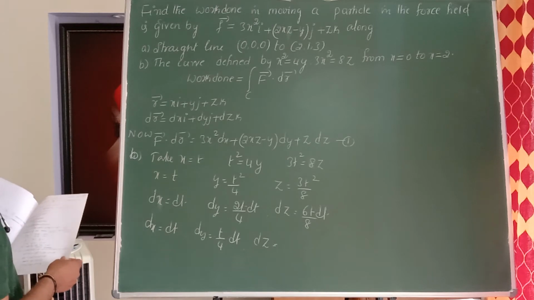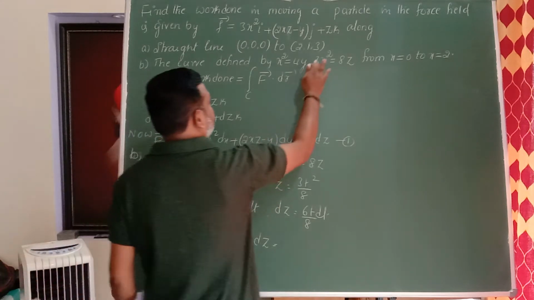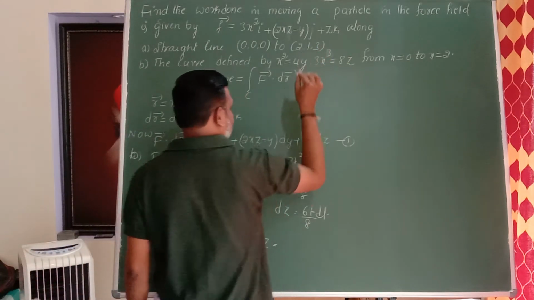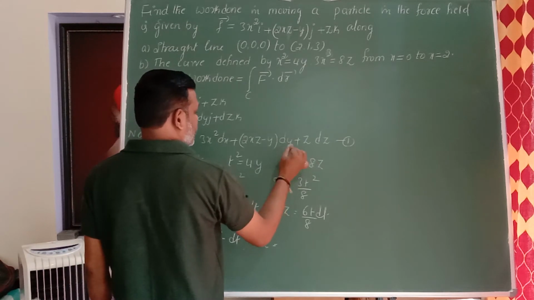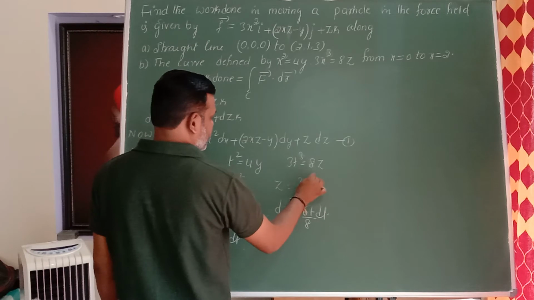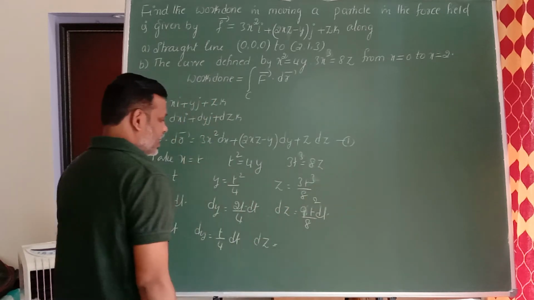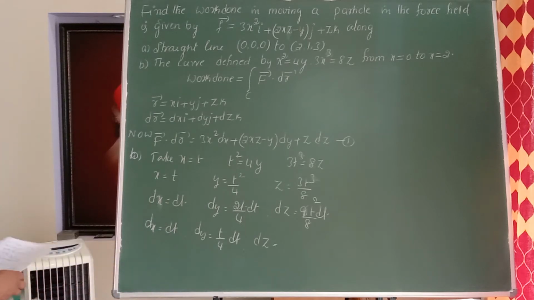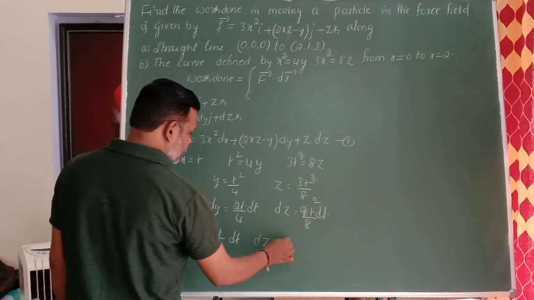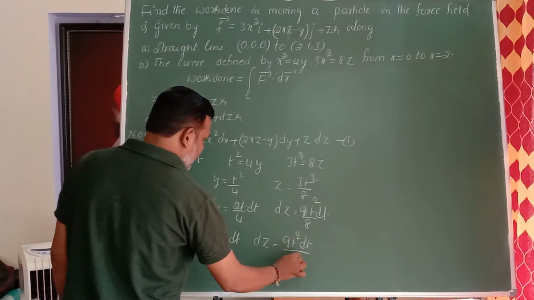3x square, this is not 3x square is equal to 8z. 3x cube, sorry. 3x cube. So then it becomes 3t cube. So what happens here? 3t cube. Then it becomes 9t square divided by 8 into dt. Okay, am I right? Now we have to substitute here. So dz is equal to nothing but 9t square dt divided by 8.